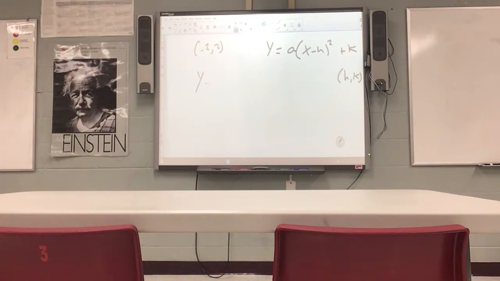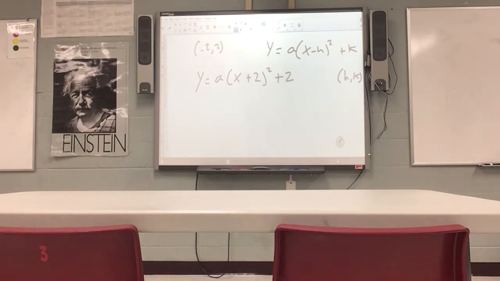So we would say y equals a times x, and that h is the opposite sign. So if ours is a -2, we're gonna put +2. And then the k stays what it is. So we can start with that, which means you can automatically mark out A and B, because they've got the h wrong. See that? So we're looking at either C or D, and the difference is C has an a of 3 and D has an a of 1. So we gotta figure out what our a is.